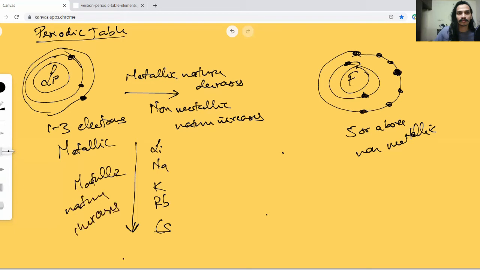Okay, as we go down, metallic nature will increase, or we can say non-metallic will decrease. Either way, it means the same thing. The bigger the atom, the easier it is for it to lose an electron. That is why cesium, a big atom, loses an electron easily, so it is more metallic than lithium, which is a very small atom and finds it a little difficult to give away its electrons.